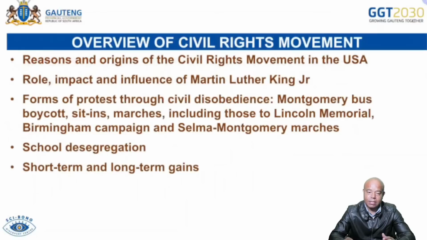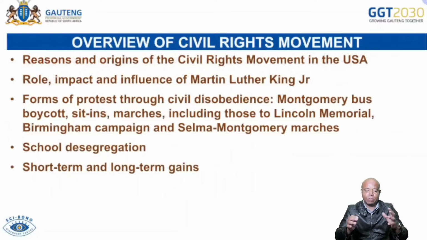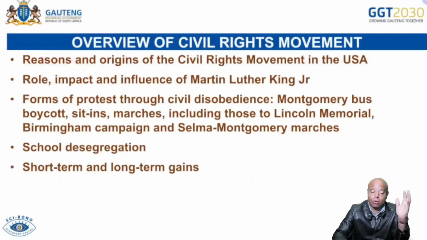So the content is not an overview. Overview means just a brief description or explanation for this particular topic. So we need to look at the reasons and origins of the civil rights movement. Very important that we must understand that the civil rights movement started with the Rosa Parks incident. That's where it started. We know about the Linda Brown issue before that, but it starts with the Rosa Parks incident. What was that incident?